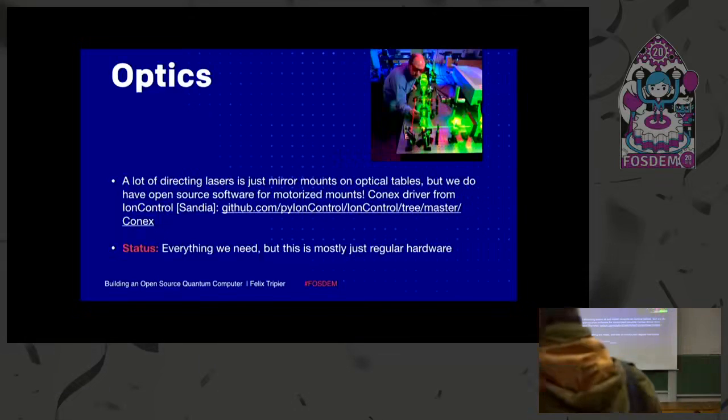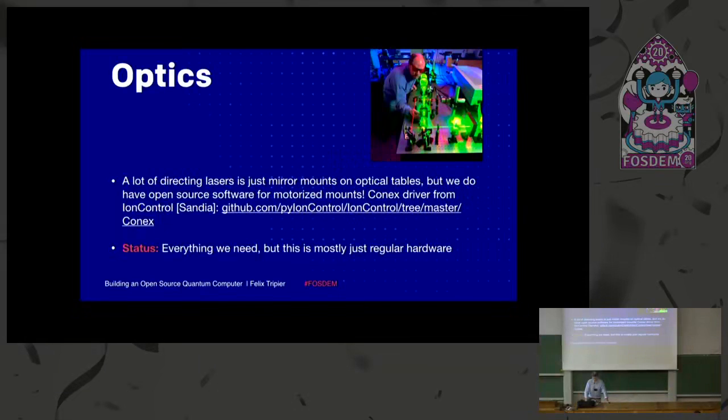Lastly, you need optics. You need to route the beams so they're actually pointing at the trap and the ions. For here, most of it is just mechanical. You just set up a bunch of mirrors on a table. So there's no software or hardware involved or anything that we would need from the open source space. But some setups need motorized mounts, is the thing. You need to change the direction of the laser.